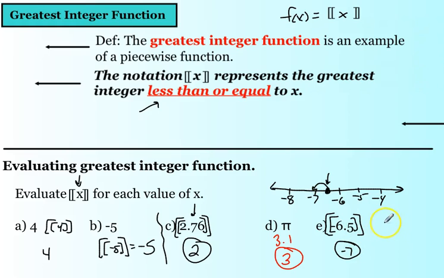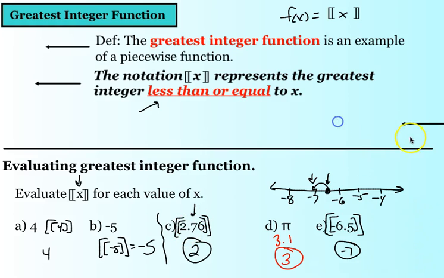Okay, so that's a little tricky. Remember, negatives are kind of in reverse order there. So if I'm rounding down from negative 6.5, my answer would be negative 7. Okay, so again, your answers aren't going to be decimals or fractions. It always just rounds down to the integer that is just below it.